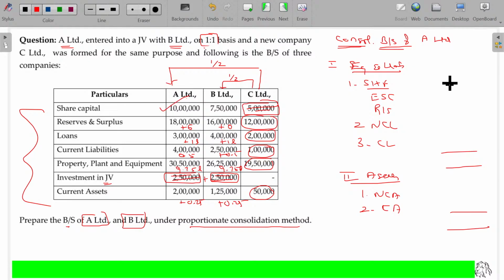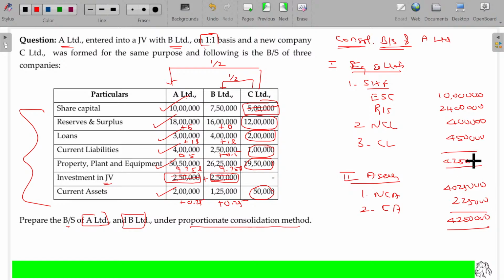Share capital being 10 lakhs. Reserves and surplus being 24 lakhs. Non-current liabilities being 4 lakhs. Current liabilities being 4.5 lakhs. Non-current assets 40 lakhs 25,000. And current assets being 2 lakhs 25,000. If I tally, then you will get 42 lakhs 50,000.